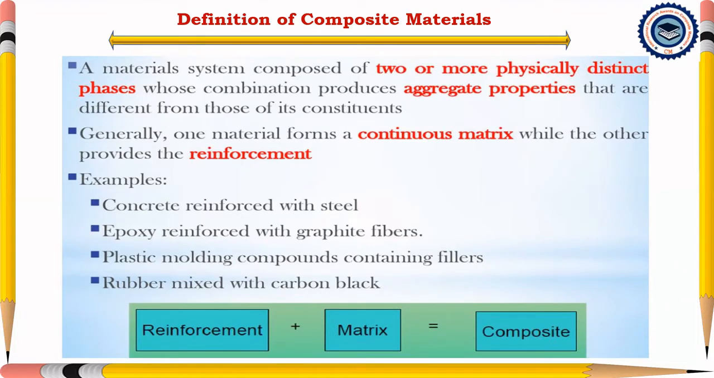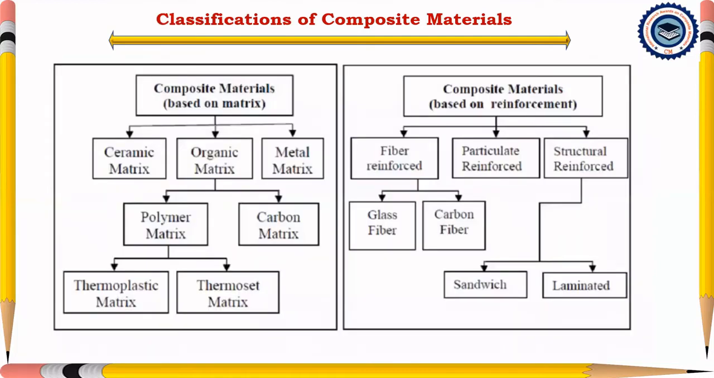For example, concrete reinforced with steel, epoxy reinforced with graphite fibers. Similarly, plastic molding compounds containing fillers and rubber mixed with carbon black. So these are all examples of composite materials. See that last one, reinforcement plus matrix forms a composite material. Next, what are the classifications of composite materials?